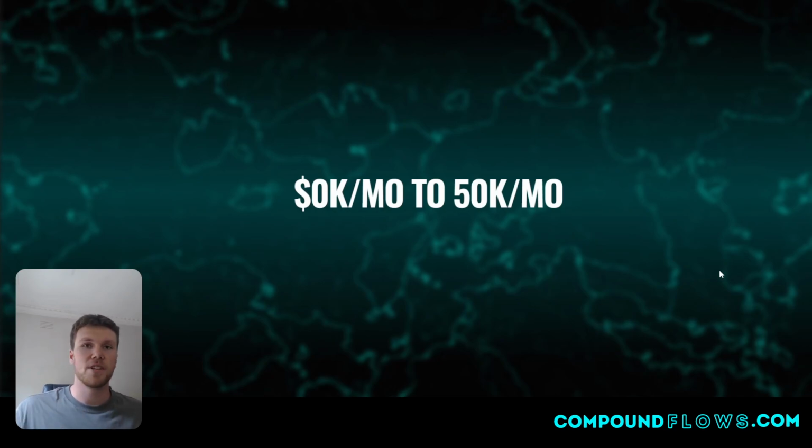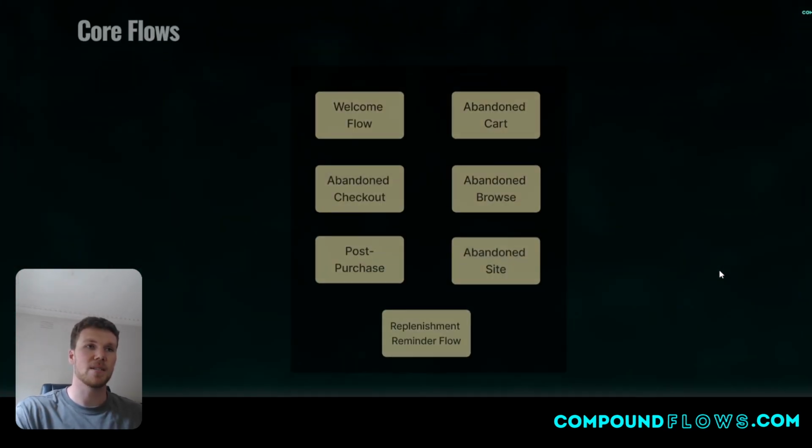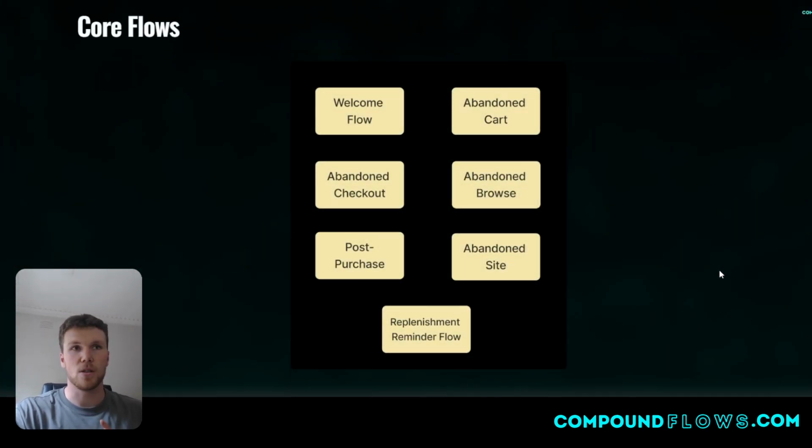So you can skip along this video to each stage, however, I highly recommend just watching all the way through, because you will gather some really good context on what things you actually need to focus on at each stage of your business. So for anyone that's literally just starting or below 50K per month, these are some things I would be focusing on. First off, these are the core flows that I would recommend in every single store. You've got the welcome flow, abandoned cart, abandoned checkout, abandoned browse, post-purchase, and abandoned site. And if you're a store like a supplement company or have some sort of subscription that can get customers hooked on, I would highly recommend a replenishment reminder flow.